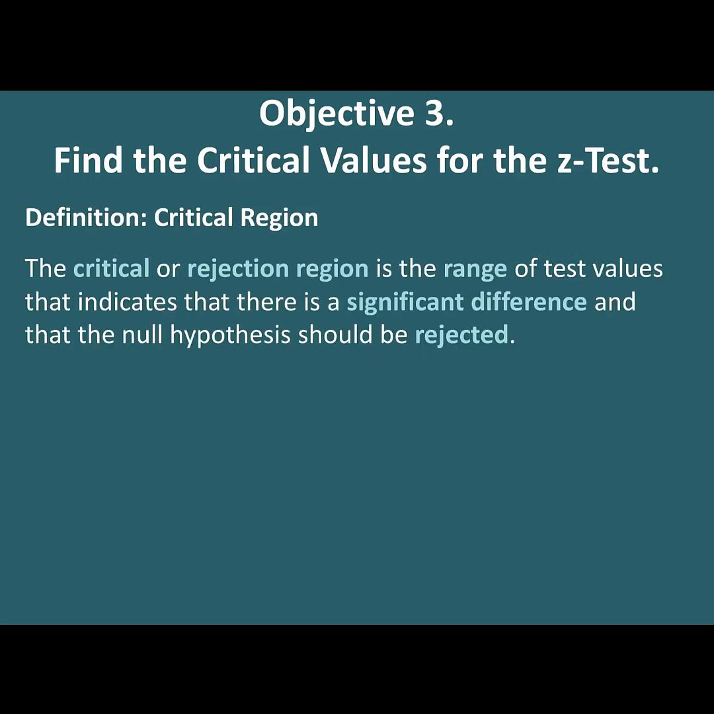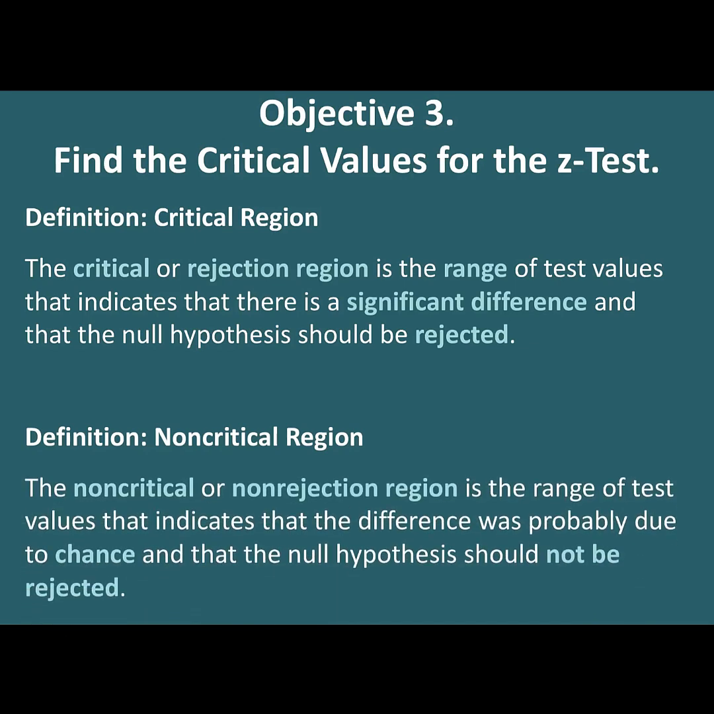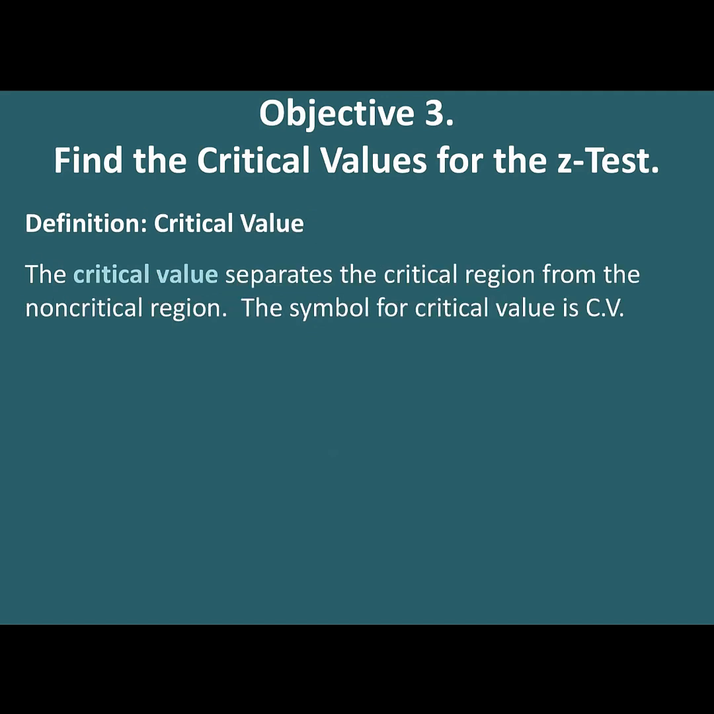Let's go ahead and define a critical region. The critical or rejection region is the range of test values that indicate there is a significant difference and that the null hypothesis should be rejected. A non-critical region, or non-rejection region, is the range of test values that indicates the difference was probably due to chance and that the null hypothesis should not be rejected. A critical value separates the critical region from the non-critical region. The symbol for critical value is CV.